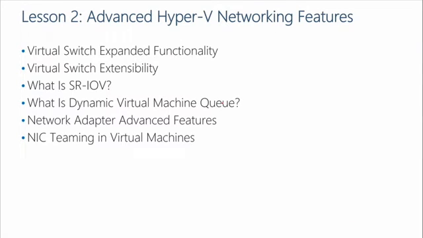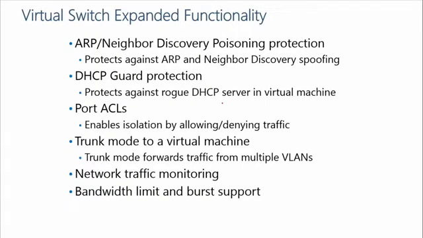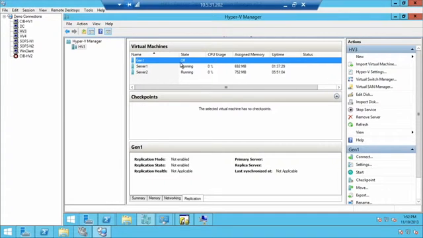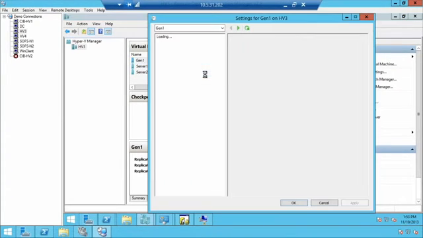So some advanced networking features, let's talk about a couple of different things in here. You may have noticed within the settings of the network adapter a couple of different settings: ARP, neighbor discovery positioning, DHCP guard, port ACLs, trunk mode, and then network traffic monitoring and bandwidth limit and burst support. To kind of explain what these mean, have a look at the settings of a network card in a VM.